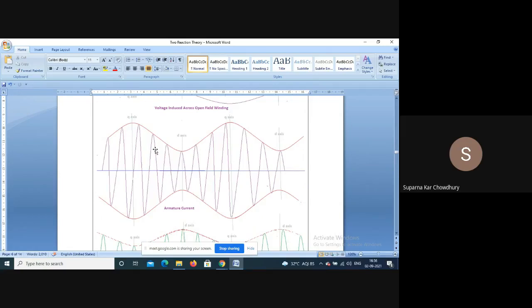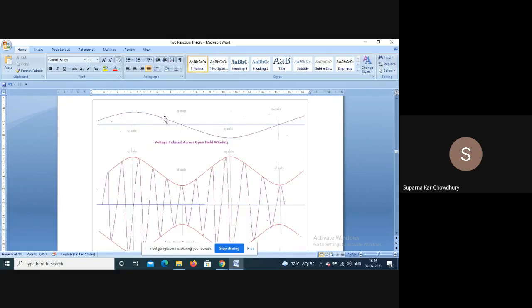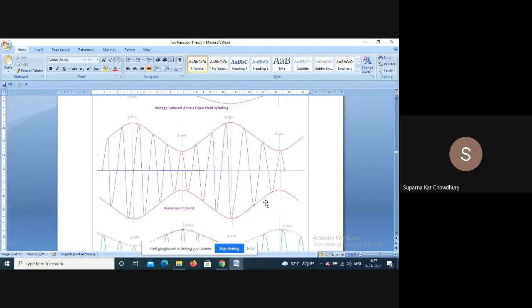And for the armature current waveform, this is the envelope. The envelope will have the frequency of this slip frequency, that is of this voltage, and this is basically the supply frequency. So actually this difference is much more. This is 50 hertz, this will be very small. I have just drawn it for explanation. That is, the current wave will be like this.